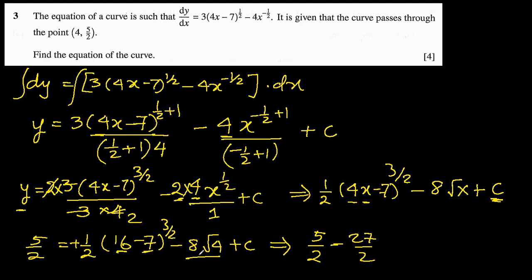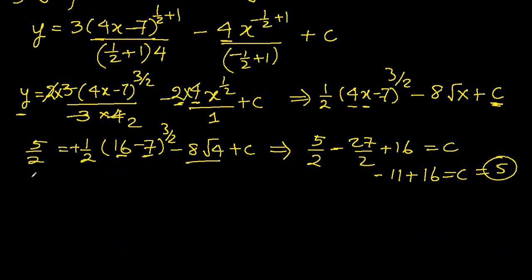Now this will be 8 times 2, 16, positive 16 equal to c. So 5 minus 27, minus 22 over 2, minus 11 plus 16 equal to c, and c is equal to 5. So now our equation of the curve is ready.